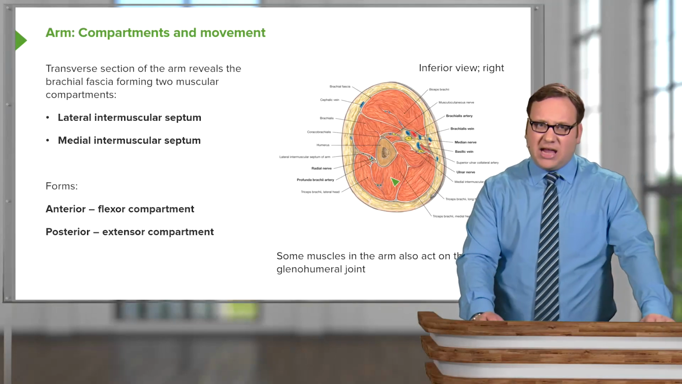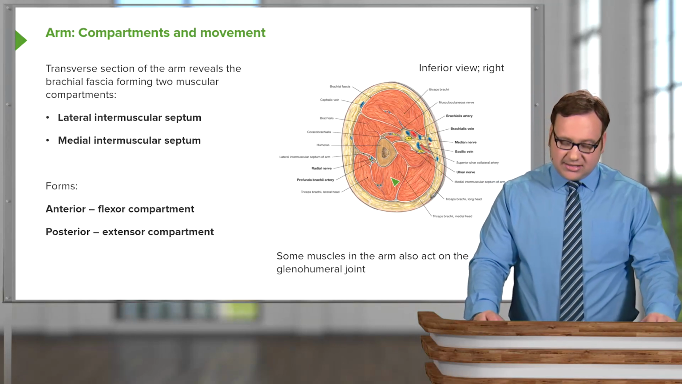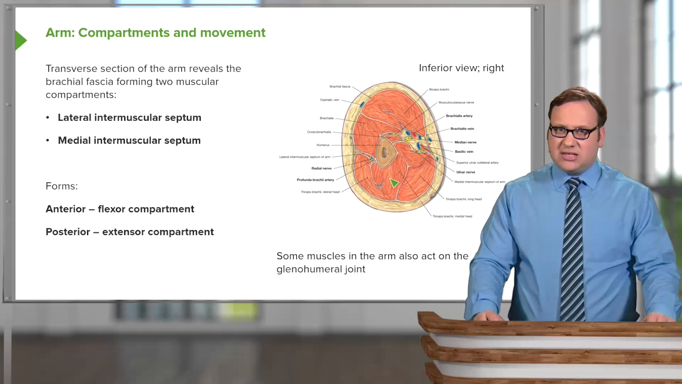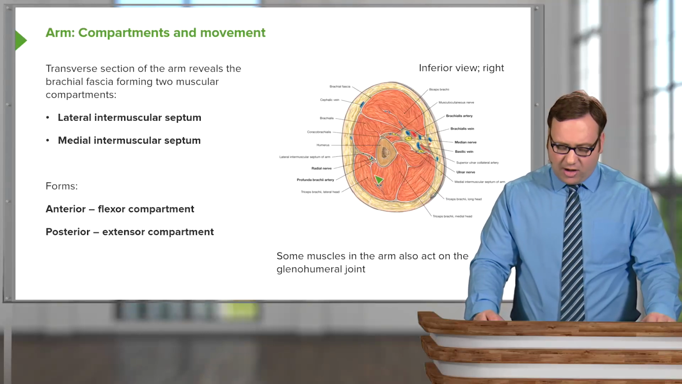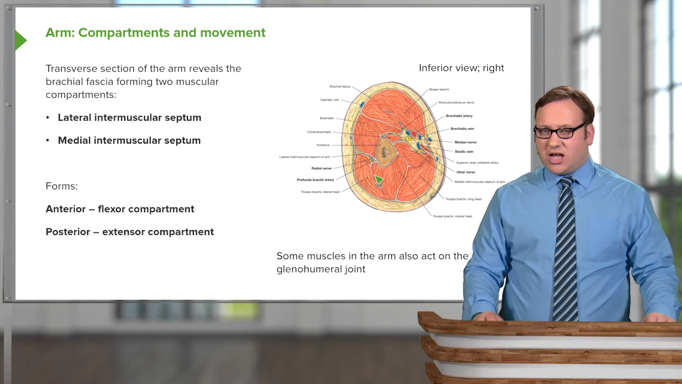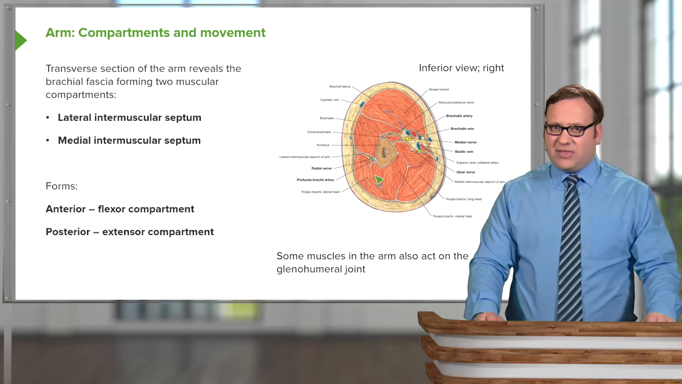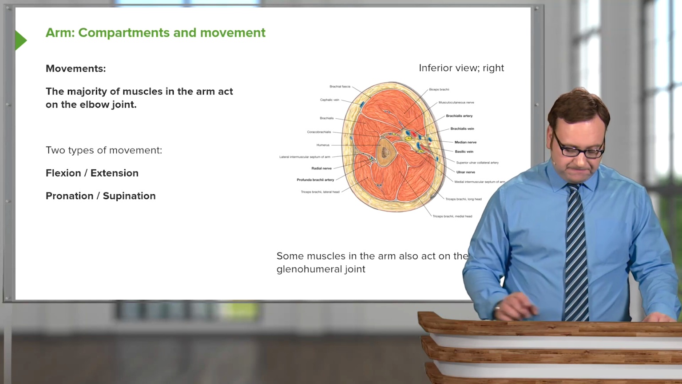The anterior compartment is the flexor compartment. The posterior compartment is the extensor compartment. So they flex the elbow joint and they extend the elbow joint, the muscles in these compartments. Importantly though, it's important to remember that some of these muscles also act on the glenohumeral joint, as we'll see.